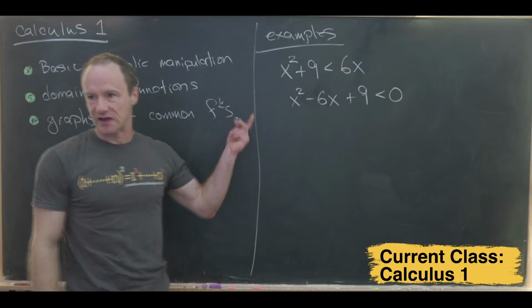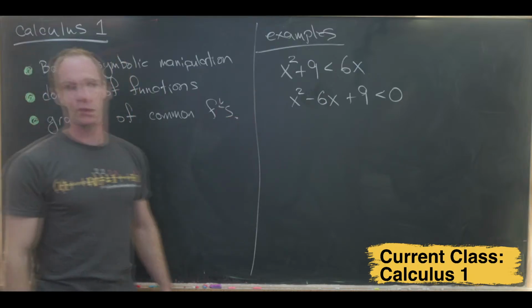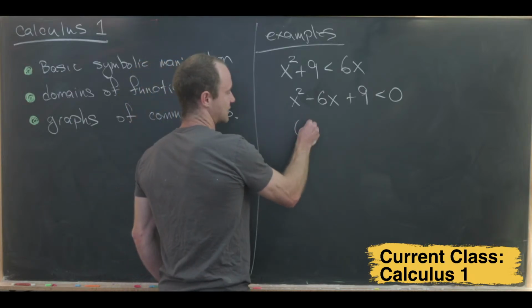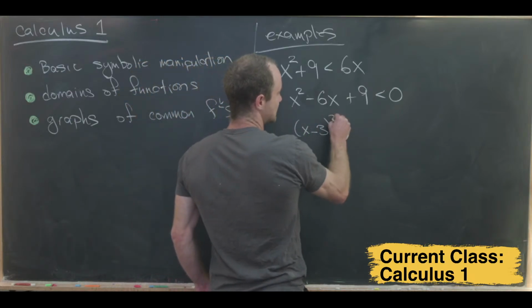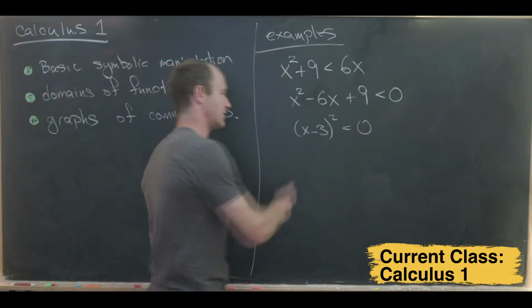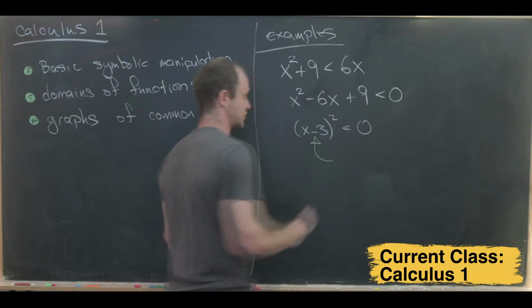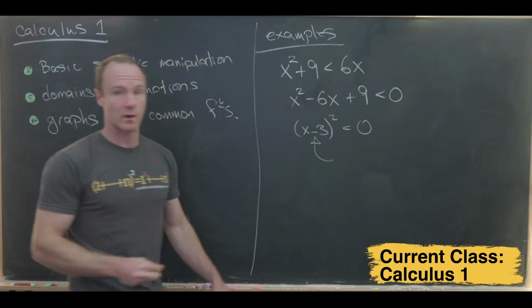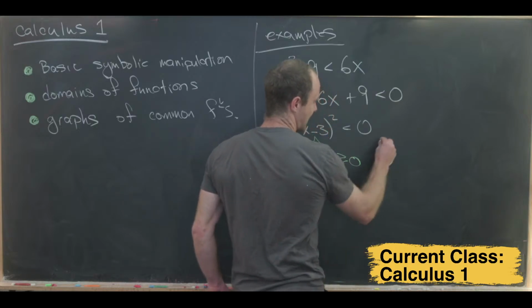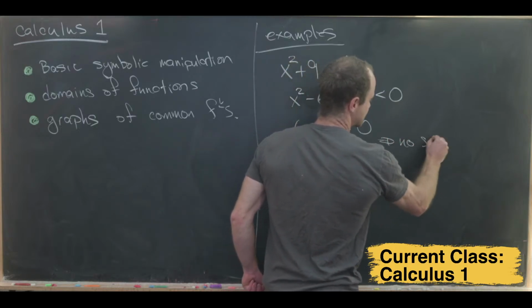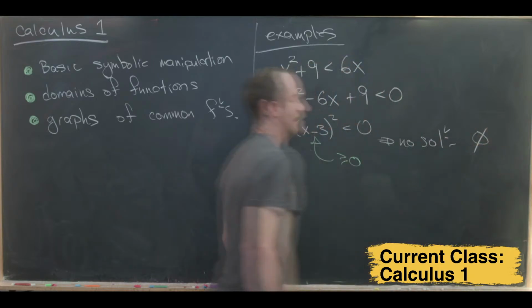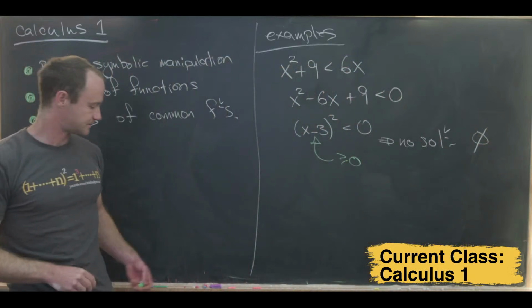Then hopefully we can factor this. If we can't factor this, then there's more to do. But in fact, we can factor this, like (x minus 3) squared is less than 0. But there's clearly a problem here because this is a perfect square, and perfect squares are always bigger than or equal to 0. So that tells us we have no solution to this inequality. In other words, the empty set is our solution.